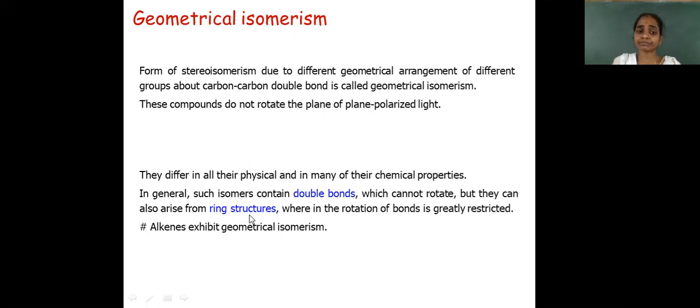These isomers always contain a double bond and cannot rotate the plane polarized light, and they can also arise from ring structures. Even though these are double bonded structures, they can also originate from ring structures or aromatic structures, where the rotation of a bond is restricted. We already discussed rotation of a bond in the Newman projection, where one carbon is fixed and the second carbon rotates. Between those carbons there is a single bond, which makes the second carbon rotate easily.